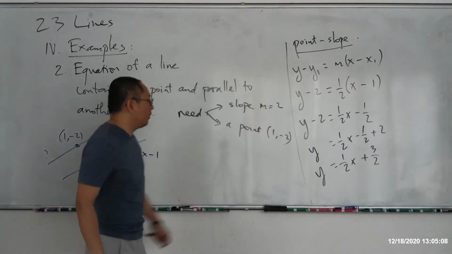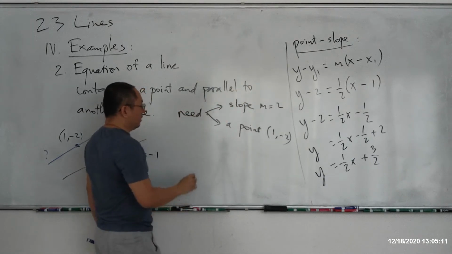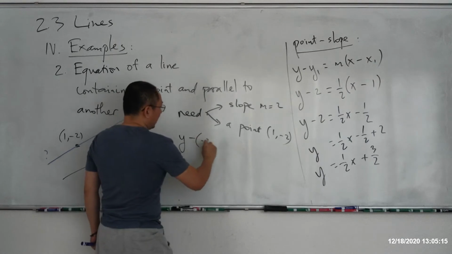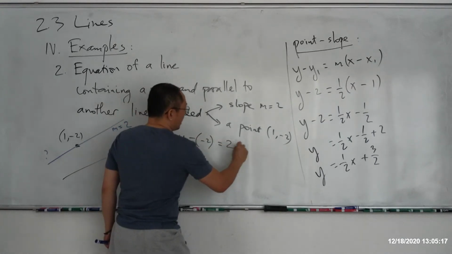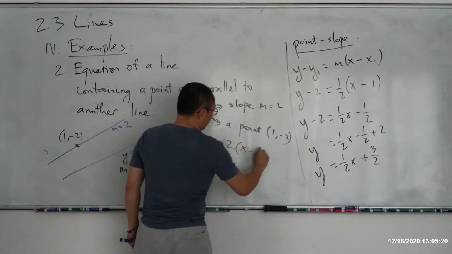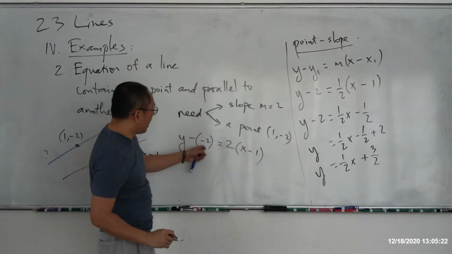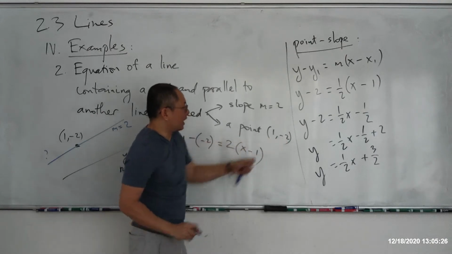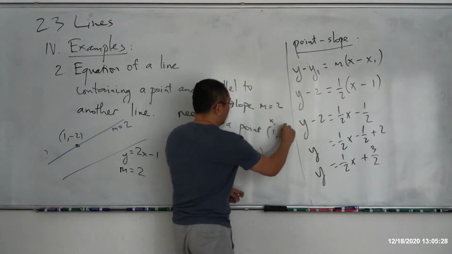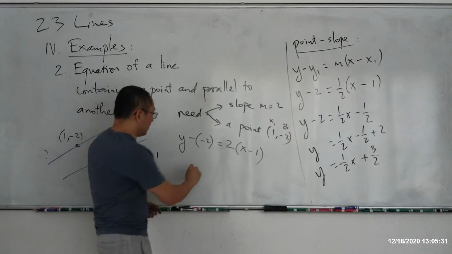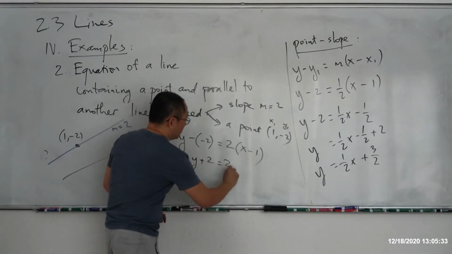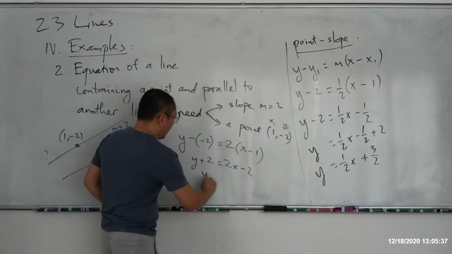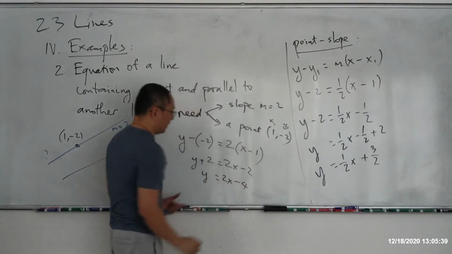And then you are okay to write the equation of the line. You have slope and a point. So using the point slope formula, y minus negative 2 equal to 2 times x minus 1. See? Y minus y1 equal to m times x minus x1. y1 is negative 2 and x1 is 1. This is x1. This is y1. Okay. This is what? Y plus 2 equal to 2x minus 2. Subtract the 2 on both sides. Y equal to 2x minus 4. I have the answer.